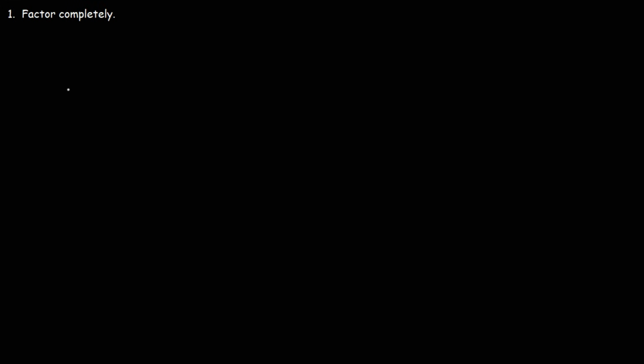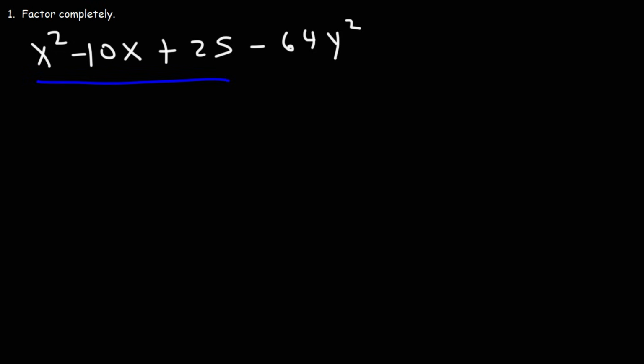Now let's try this one. x squared minus 10x plus 25 minus 64y squared. What can we do for a problem that looks like that? Well, we can start with what we have here. That's a trinomial with a leading coefficient of 1.